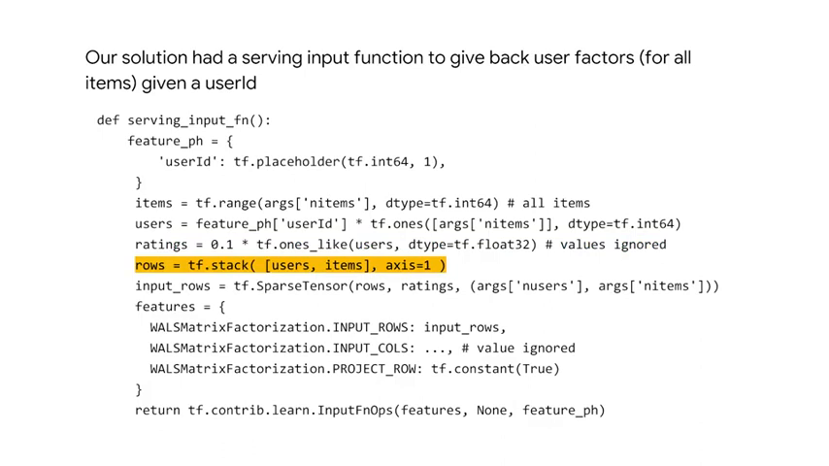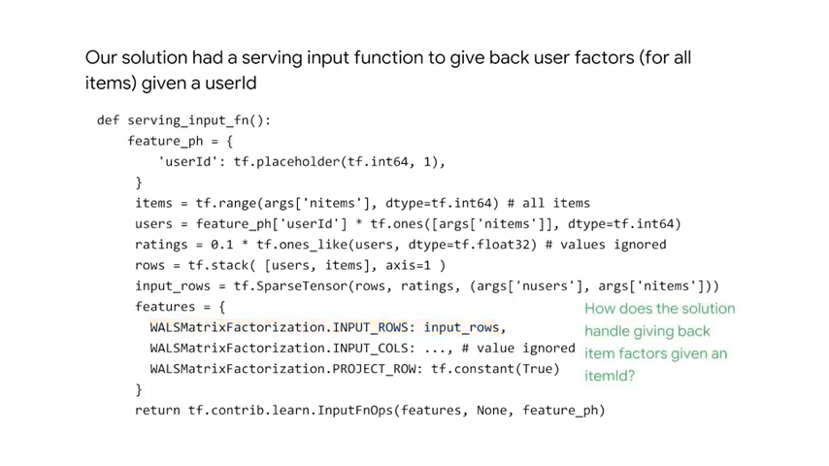We stack the users and items tensors along columns, so that it will be a rank 2 matrix with our input user ID being propagated for every item ID. We then create our sparse tensor using the rows as our indices and our dummy ratings as our values. Notice that our dense shape is number of users by number of items. Our input rows then is the sparse tensor we just made, and the input columns will be ignored. Remember, we are serving predictions here, not training.